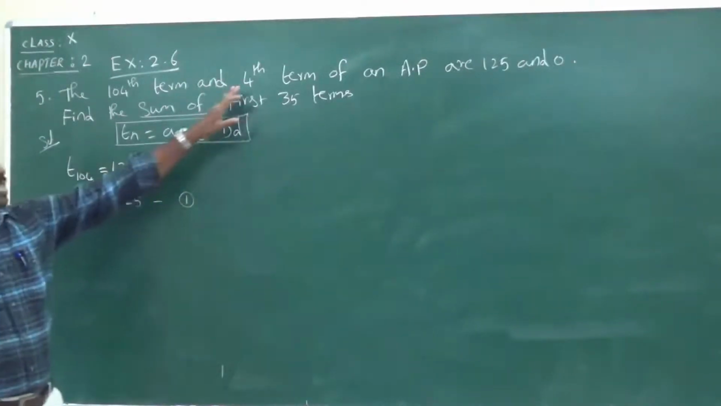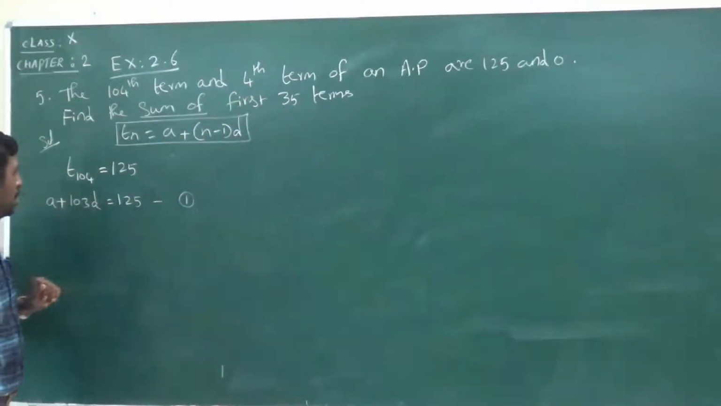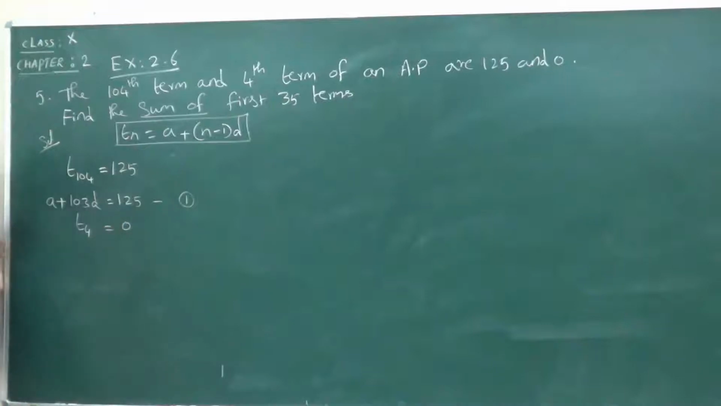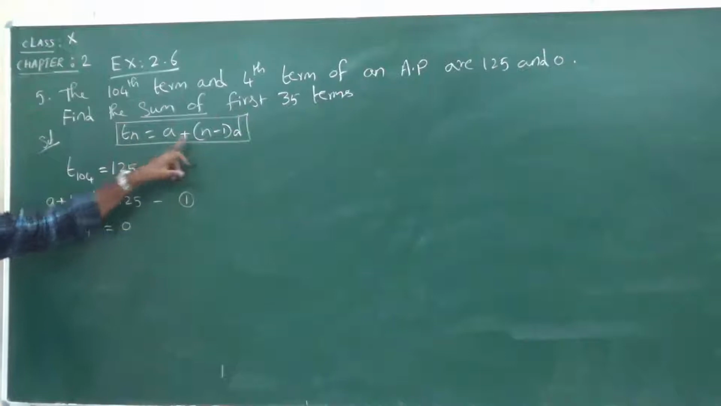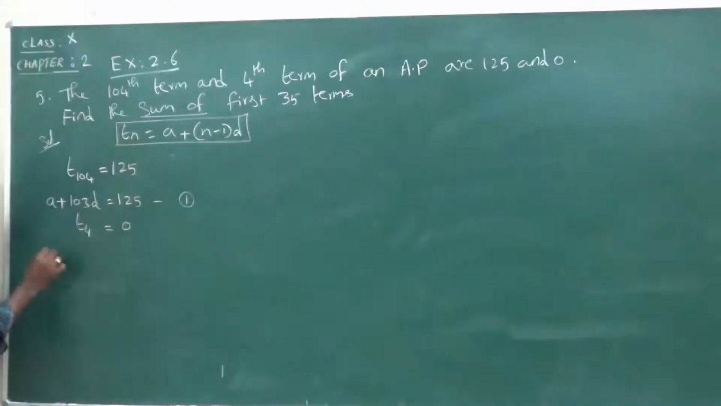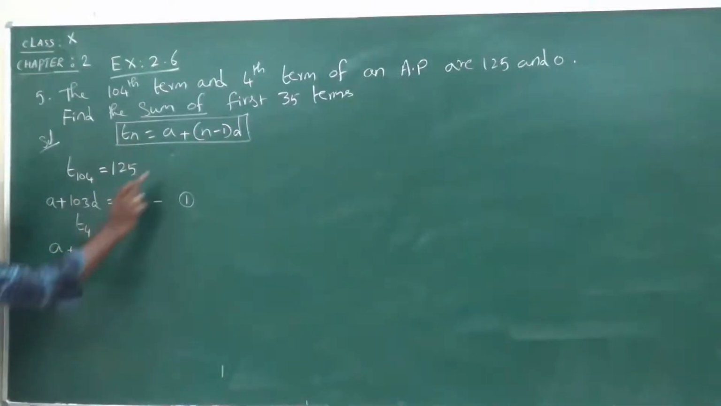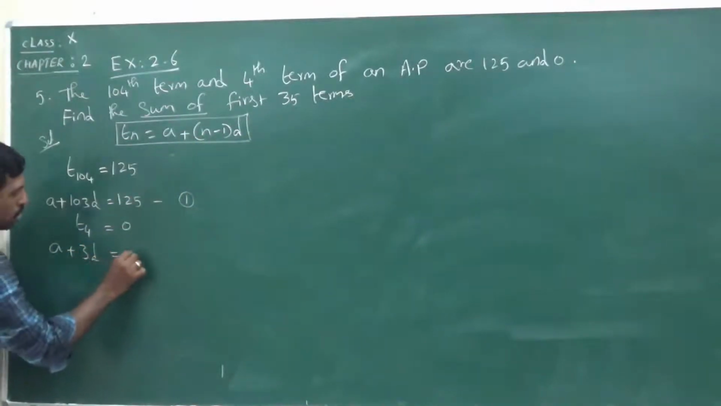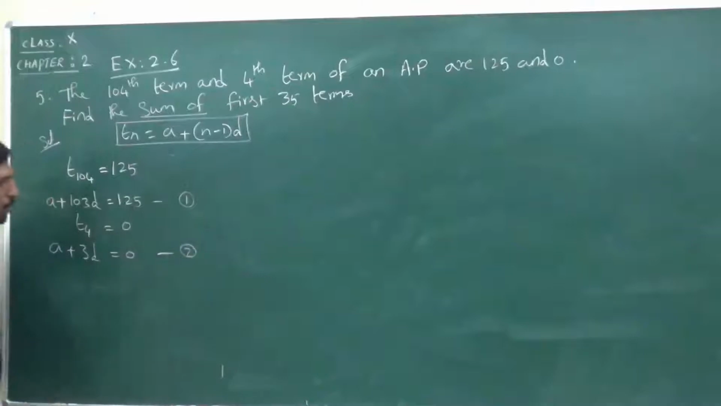By the second condition, the 4th term of AP, that is T4, is equal to 0. So Tn is the formula. In that formula we are applying the value 4. So a plus 4 minus 1 is 3, d is equal to 0. I take this as equation number 2.